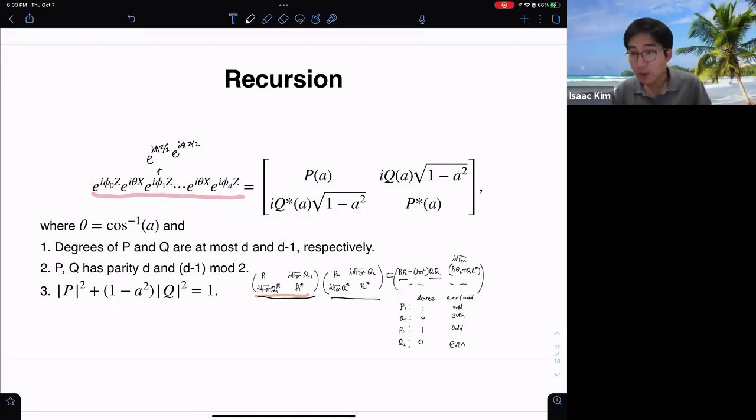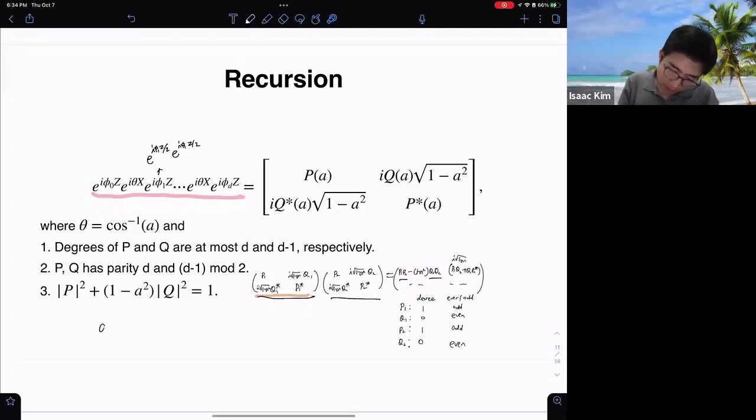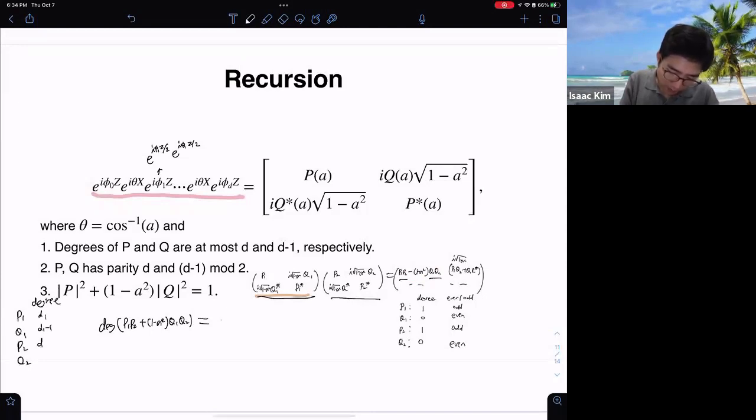First of all, the degree is always easy, because if you look at this entry, the degree of this entire thing is always the degree of P1, P2 plus 1 minus a squared Q1, Q2. If the degrees are D1, D1 minus 1, D2, D2 minus 1 by our induction hypothesis, this will be simply D1 plus D2.